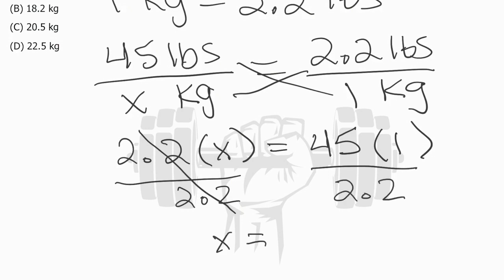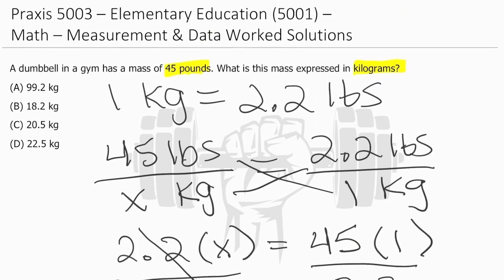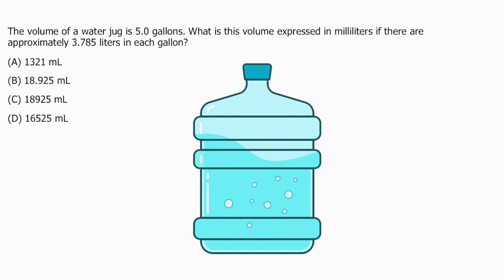On this exam, you're going to have an on-screen scientific calculator. So you'll just plug in 45 divided by 2.2, and you'll get your answer of 20.5 kilograms. So if we go back to our answer choices, we can clearly see that the correct answer is C, 20.5 kilograms. Our next question here reads, the volume of a water jug is 5 gallons.